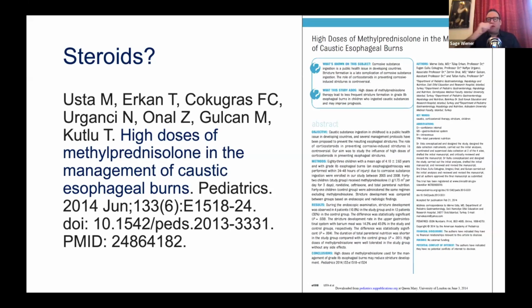Now, there is a systematic review and meta-analysis of a lot of other studies that looked at steroids in these kinds of injuries. And the problem with that systematic review is that it includes a lot of patients that have either grade 1 injuries where we're not really worried about getting strictures in the first place, or grade 3 injuries where we know they're going to go on to do badly. And it's not focusing on the patients that are most likely to benefit, which are these 2Bs, the circumferential partial thickness injuries that can go on to form strictures, but are probably unlikely to perforate.